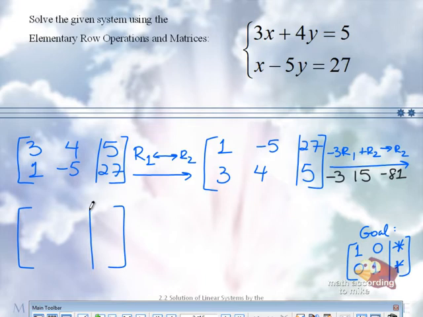Okay. We're going to take these numbers, which are the second row, and add it to negative 3 times the first row, these black numbers. So 3 and negative 3 make 0. So this new entry is now a 0. 4 and 15 make 19. And 5 and negative 81 make negative 76.